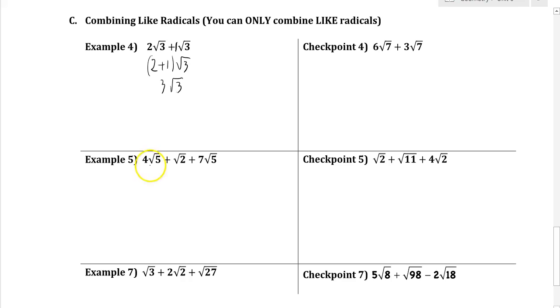So in this next one, we're going to identify these two as our like radicals, same square root, square root of 5s. And so we're going to combine them. 4 plus 7, there are 11 root 5s, plus 1 root 2. You can't combine square roots that are different with a plus sign. We're going to write the small one first, and then the big one.